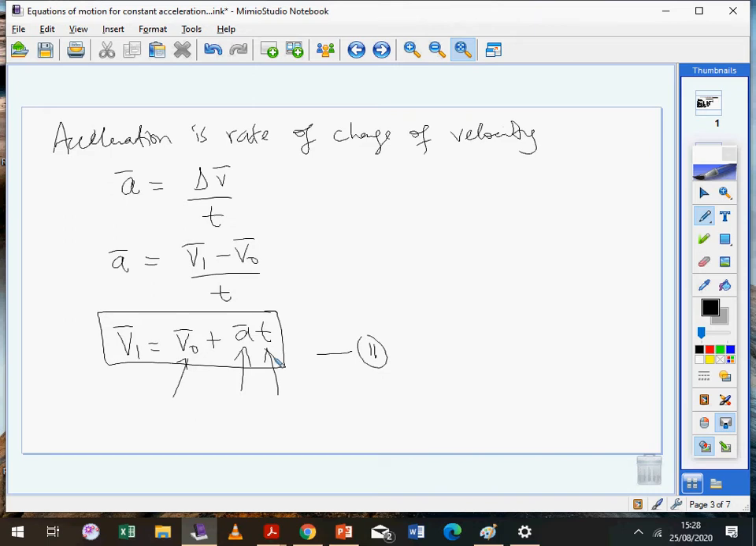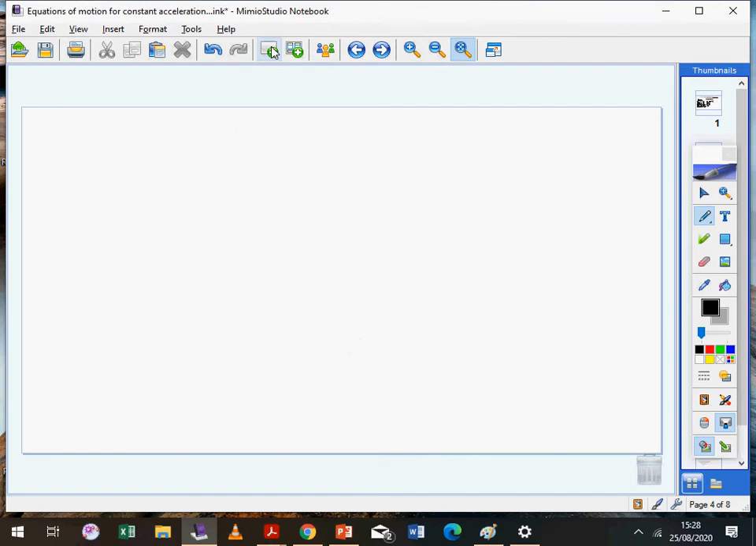All right. So the other idea that we know is that the total displacement of something will be given by the average velocity multiplied by the time.